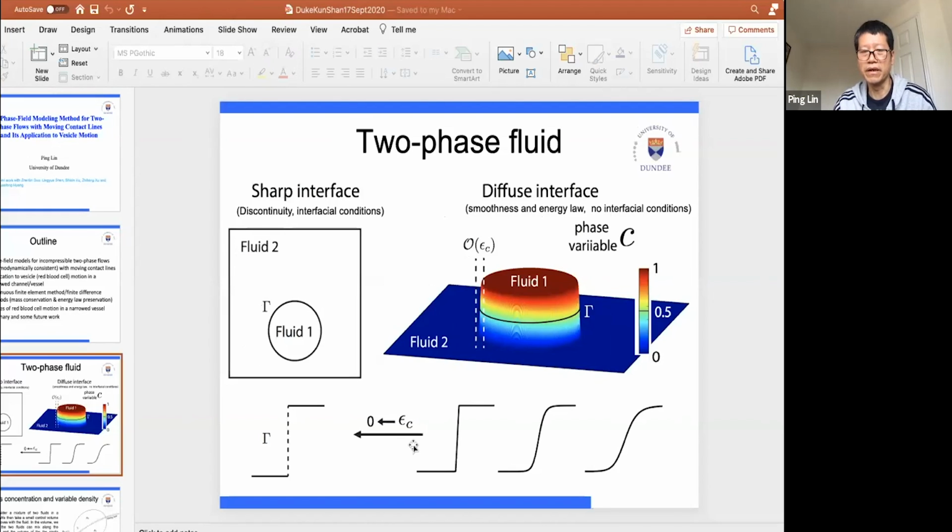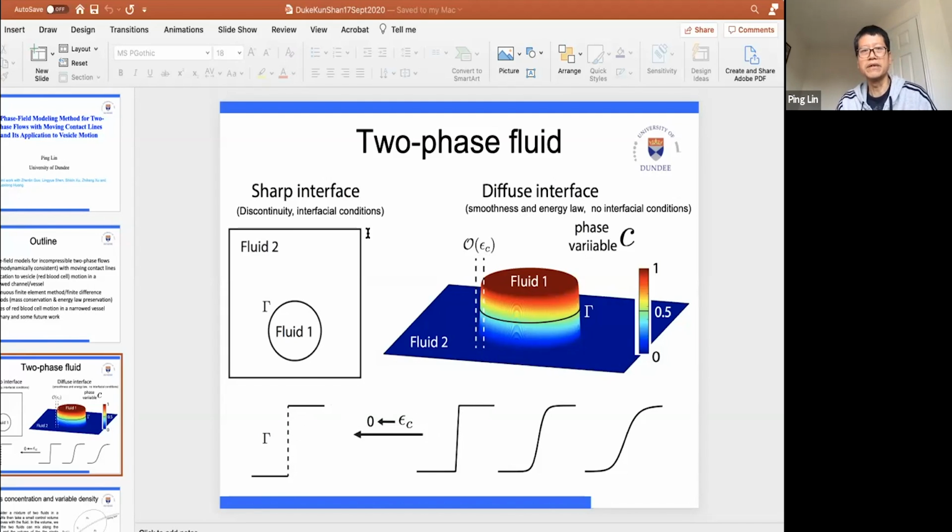So typically this epsilon stands for thickness. You have a parameter which stands for the thickness of this narrow region. Okay, and then you can see that as epsilon goes to 0, it is desirable that your diffuse interface model, or phase field model, will approach a sharp interface model. Right?